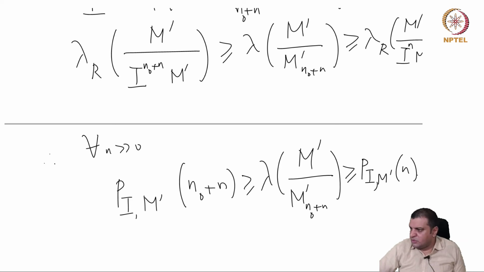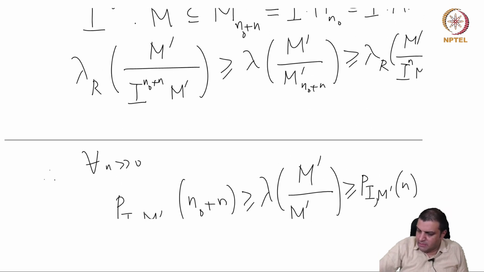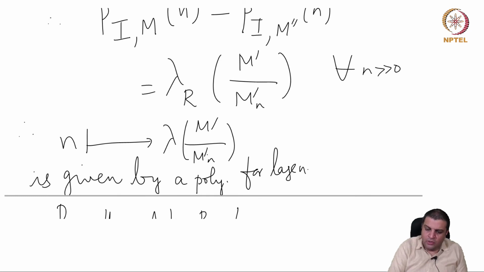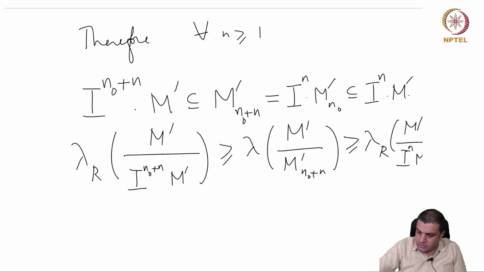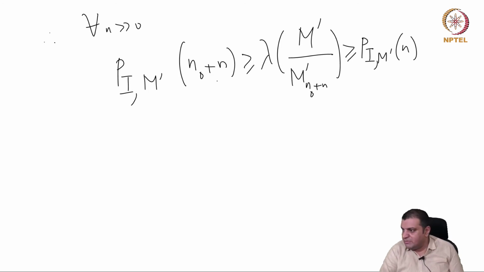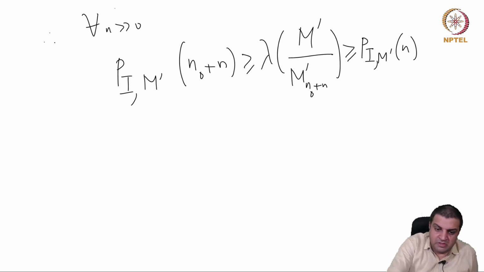Now we already proved that this is a polynomial function: M prime modulo M prime_n going to this is a polynomial function. This says that they are polynomial functions with the same degree and same leading coefficient, because otherwise, we proved that this is a polynomial.